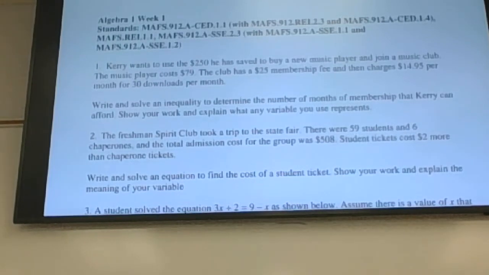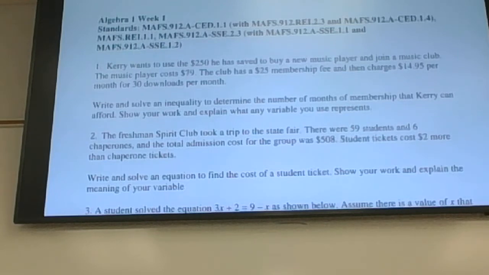Sure, go ahead. Yeah, number 1. Terry wants to use the $250 he has saved to buy a new music player and join a music club. The music player costs $79. The club has a $25 membership fee and then charges $14.95 per month for 30 downloads per month. Write and solve an inequality to determine the number of months of membership that Terry can afford. Show your work and explain what any variable you use represents.